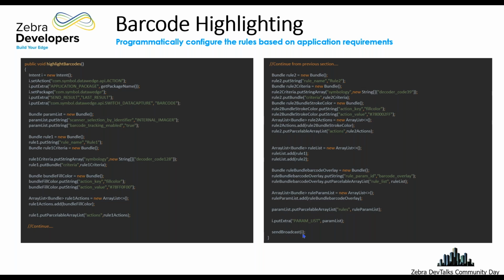What this does is, this will configure the DataWedge, and when your application comes to the foreground, it will work with these settings, and then you can see the barcode highlighting works.